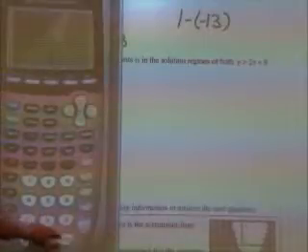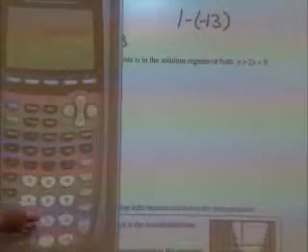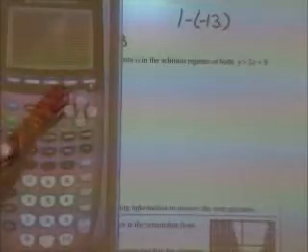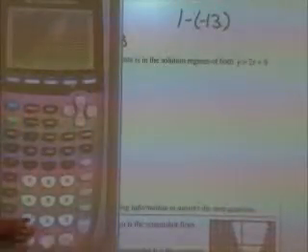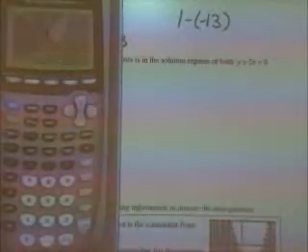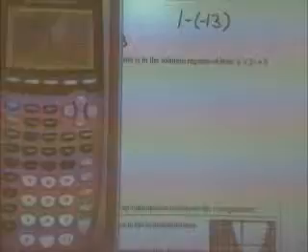So now if I type in negative 1, oh, where? Go back here, trace, there we go. Negative 1. It's hard to say whether or not it's actually in both solution regions. I may need to check that or zoom in.